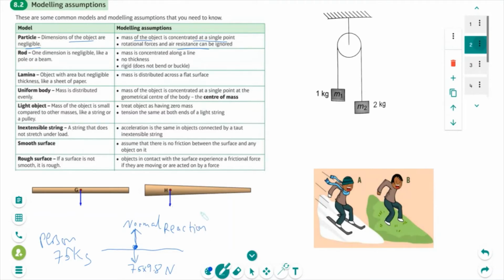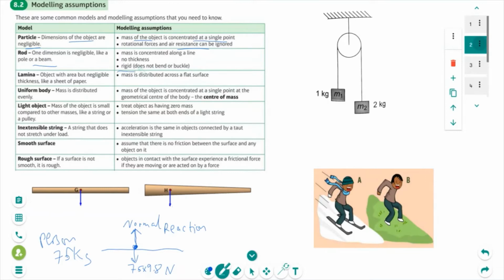So particle: mass is concentrated at a single point. Ignore dimensions, ignore air resistance. Okay. A rod is like a pole or a beam. Mass is concentrated on a line, rigid, so stiff.